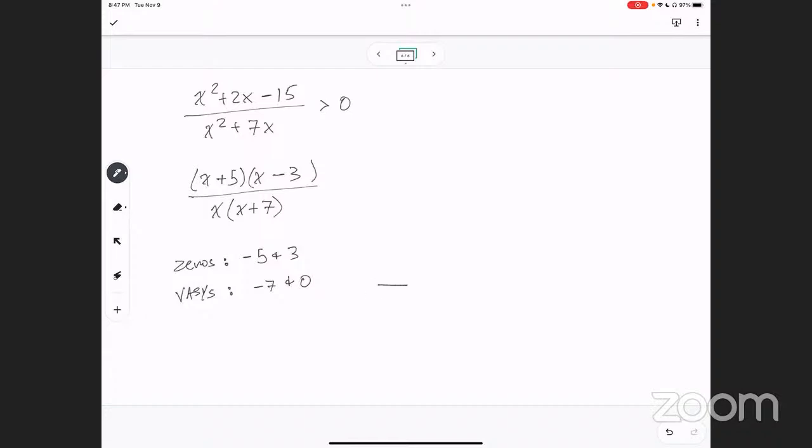So here's my graph. I've got -7, -5, 0, and 3. My zeros are here and here, and they're both multiplicity what? Odd. They're both odd, so they go through, right? These are my asymptotes, and they're both multiplicity what? Odd, so they go through.